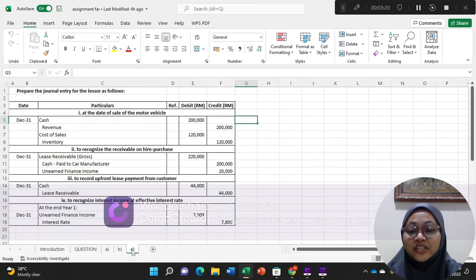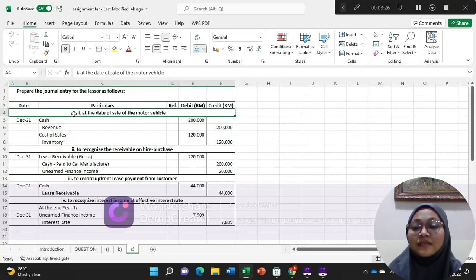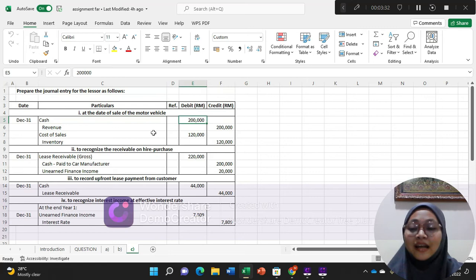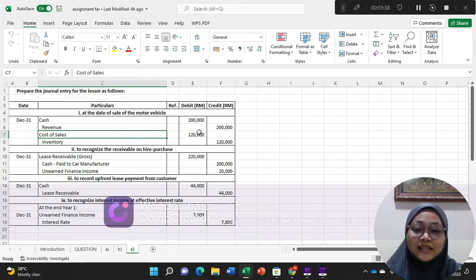Let's look at question C. Prepare the journal entry for the lessor as follows. 1. At the date of sale of the motor vehicle. Debit cash, 200,000. Credit revenue, 200,000. Debit cost of sales, 120,000.